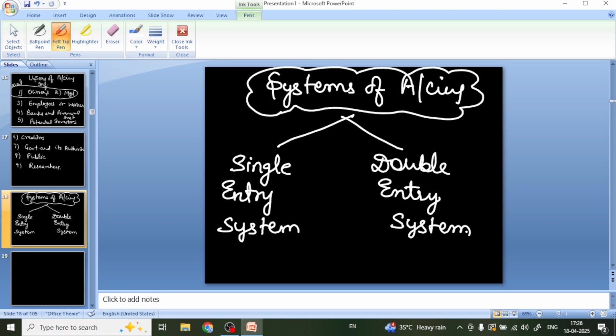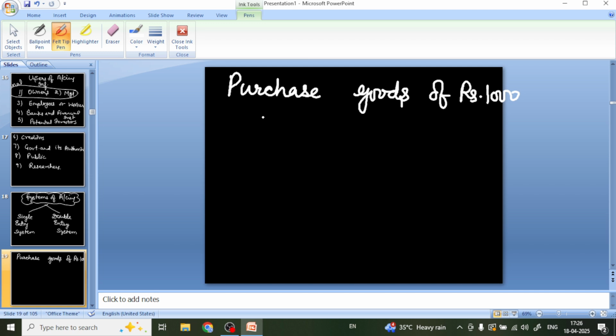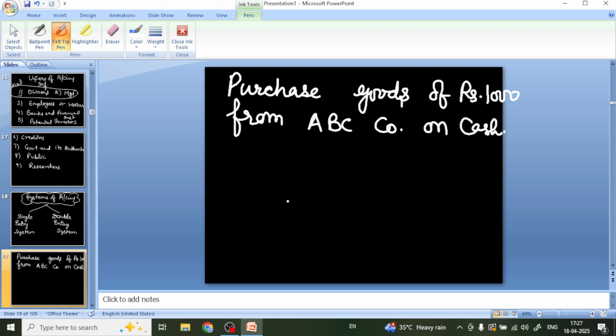But on the other side, double entry system is the system of accounting which records both aspects, debit and credit, of financial transactions. At the time of recording transactions, one aspect is recorded on the debit side and the other is recorded on the credit side. For example, purchase goods of rupees 1000 from ABC company on cash. What will be the entry?